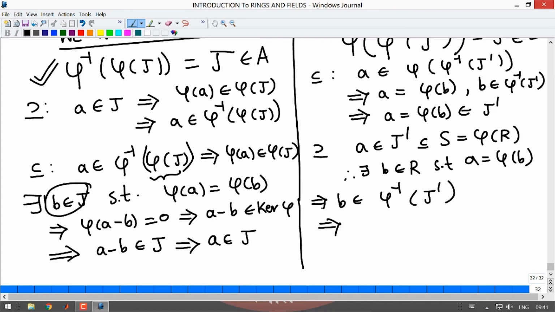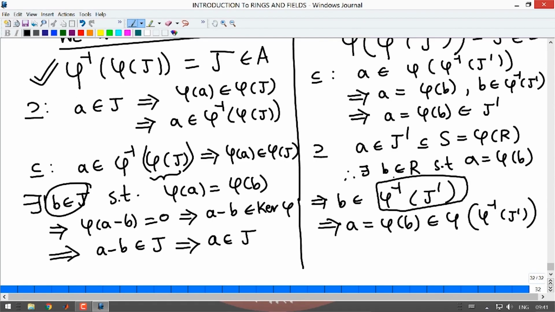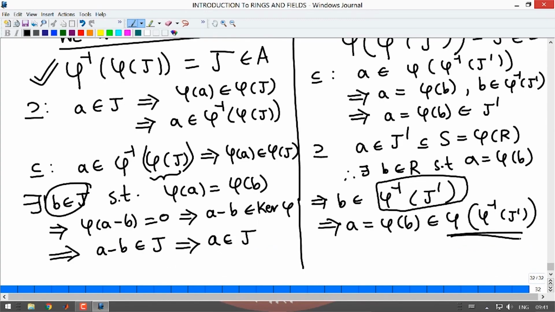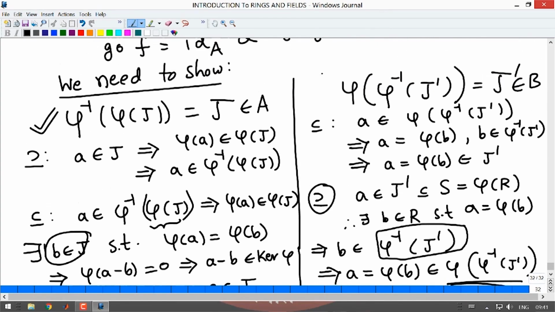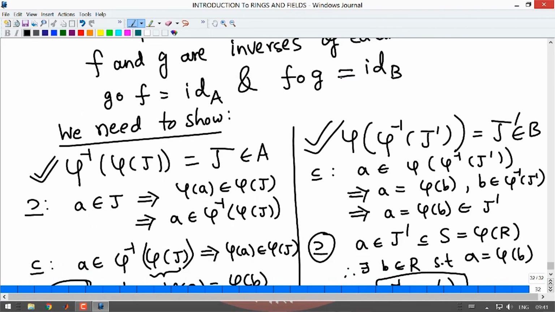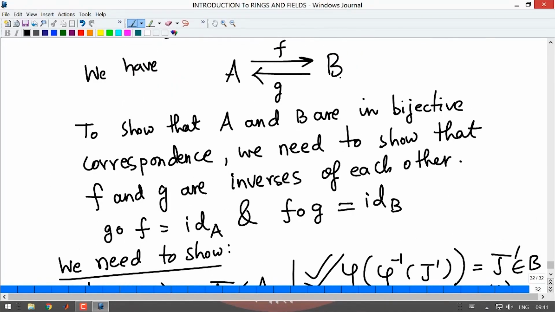so B is in phi inverse J prime, that means A, which is phi of B, is in phi of phi inverse J prime, because B is inside phi inverse J prime. So, its image is phi of phi inverse J prime. So, phi of B is in phi of this, which is exactly the ideal here. So, A is inside this. So, we have proved this. We started with something in J prime, we have showed it is here. Okay. So, these are both showed. So, that means the functions f and g that I have defined here are inverses of each other.